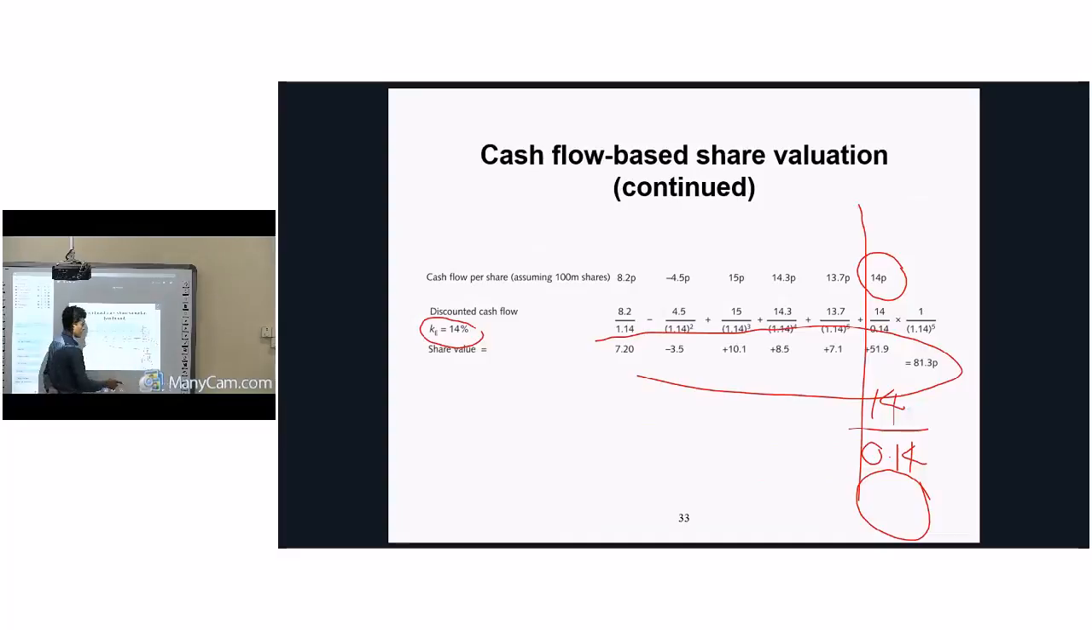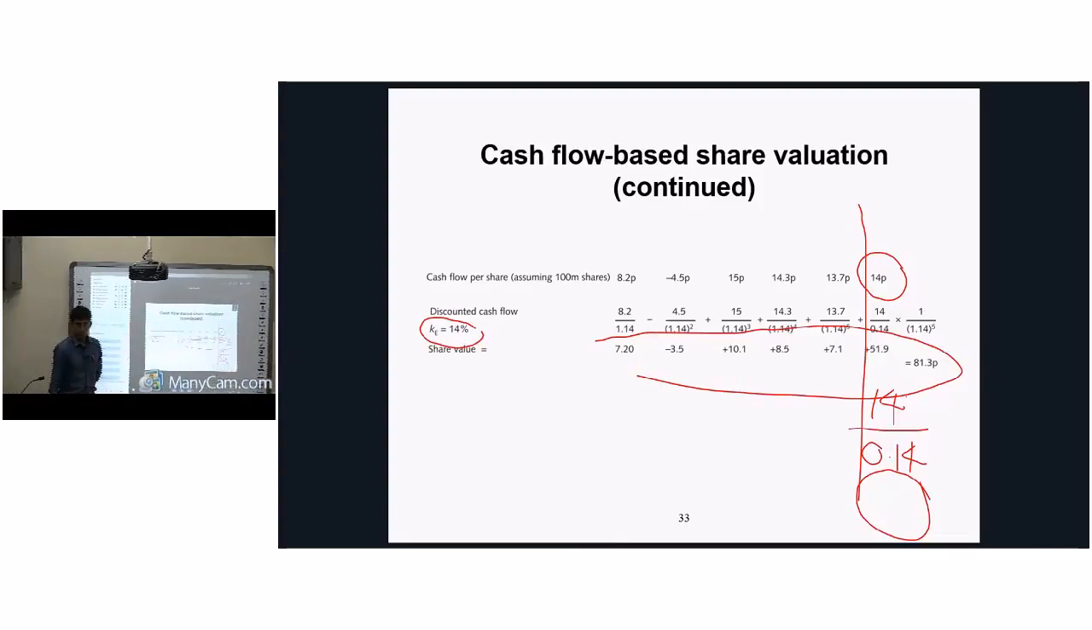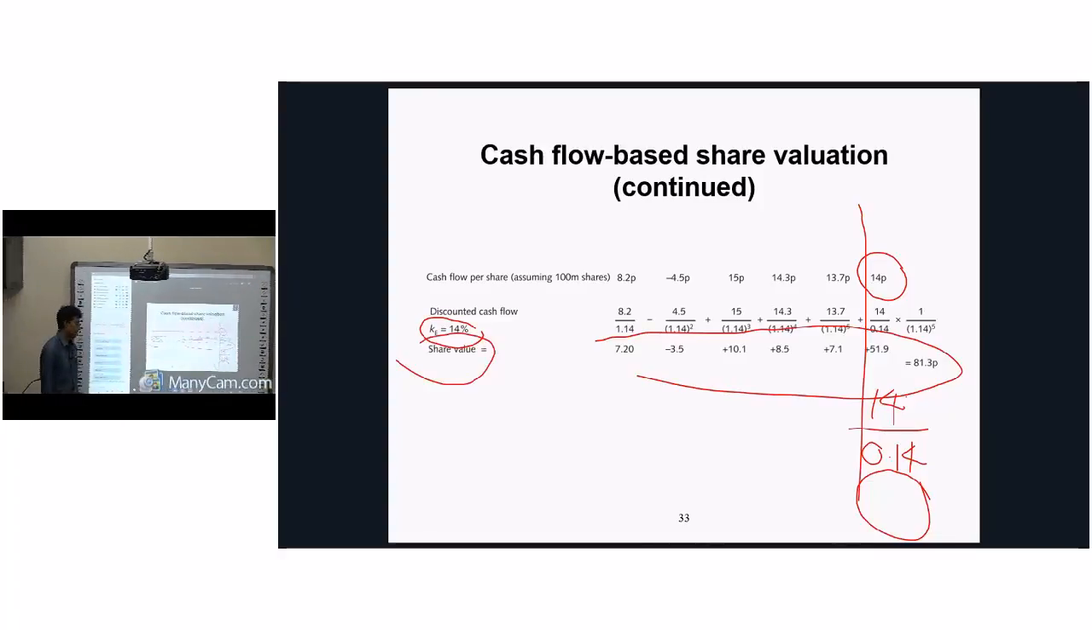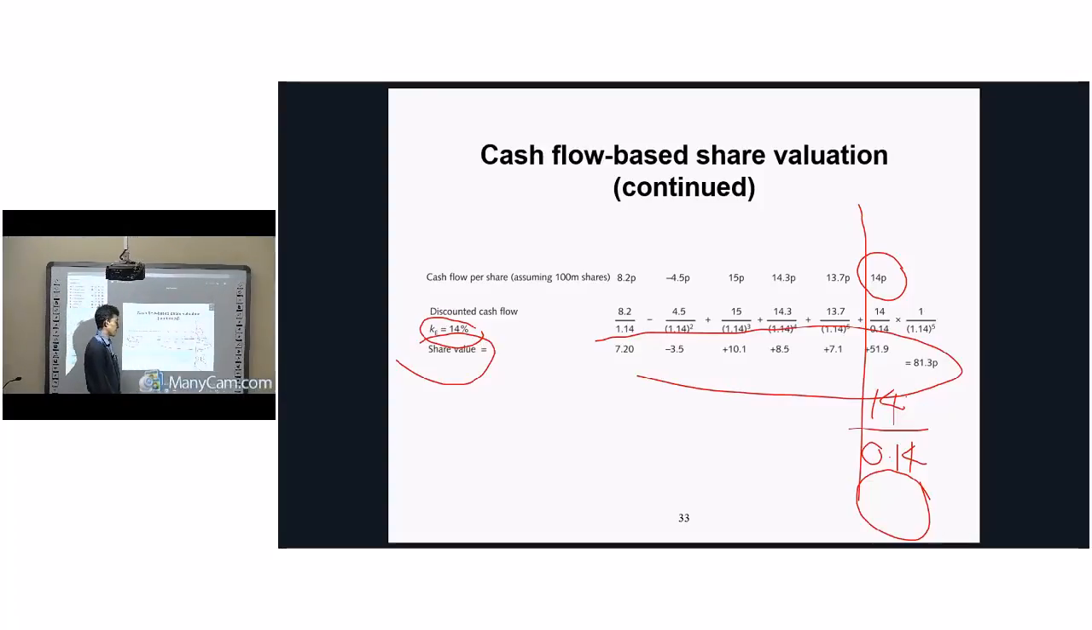So if you want to get the present value of that, you need to further discount it by the year 5 discount factor, and then when you total it, you can get the share value or the value of this firm, and multiply by the number of shares, you can value the total of the firm as well.